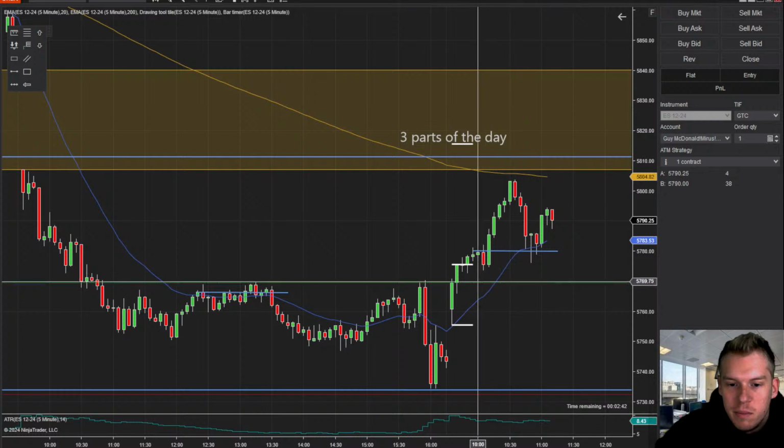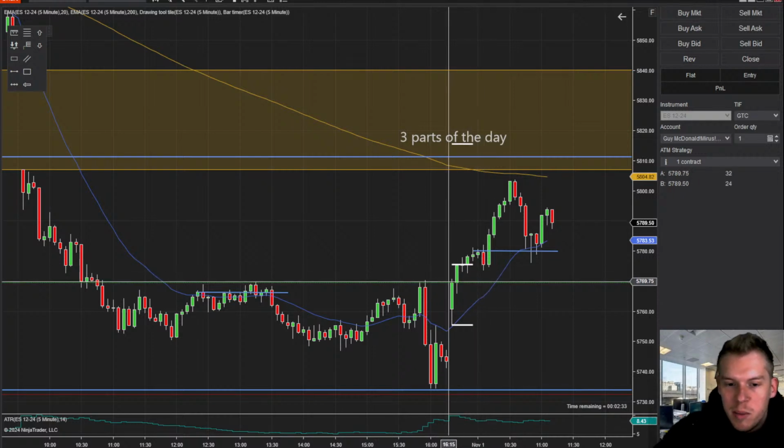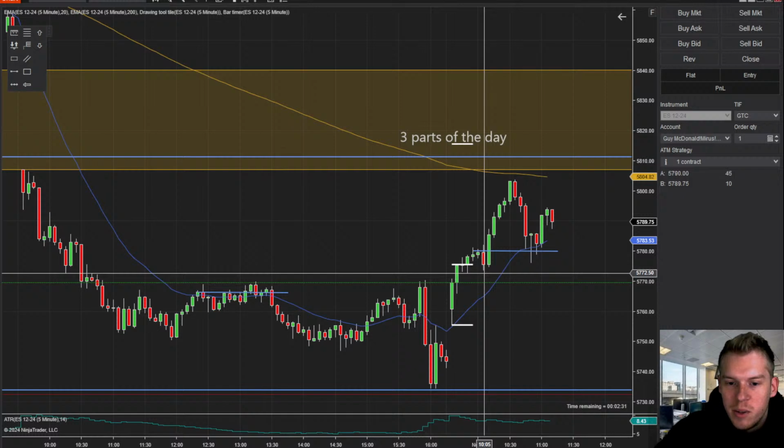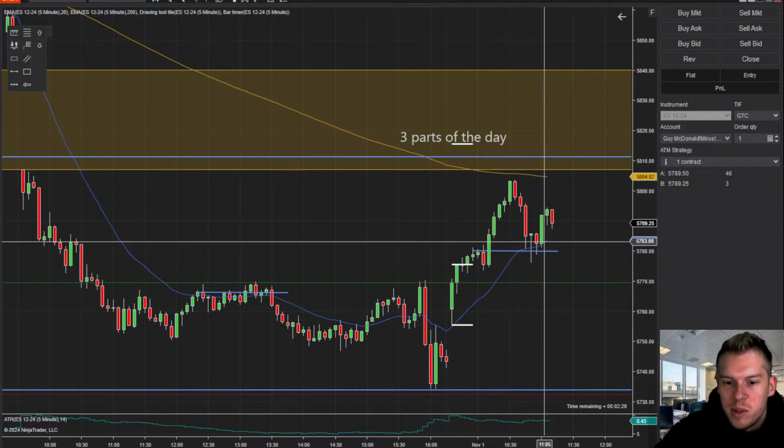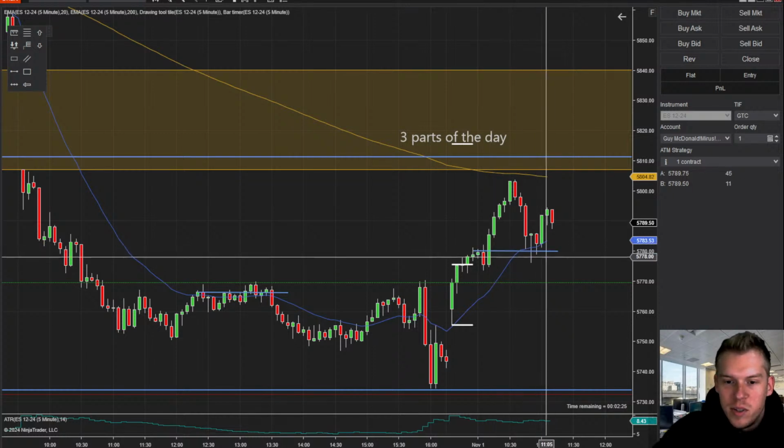So by using that concept, you can manage risk when you're already in a position. But when you're trying to enter a position, you can also avoid bad entries by using that same concept.